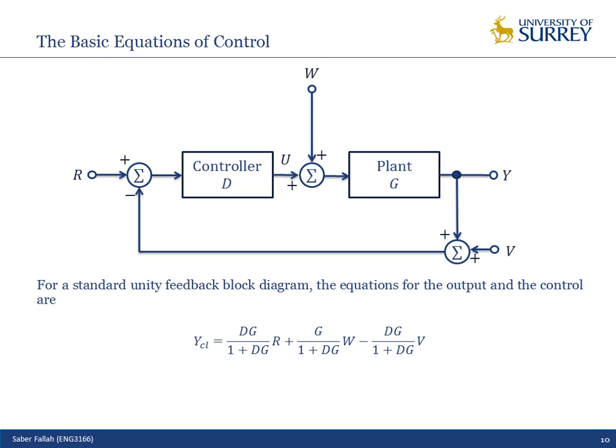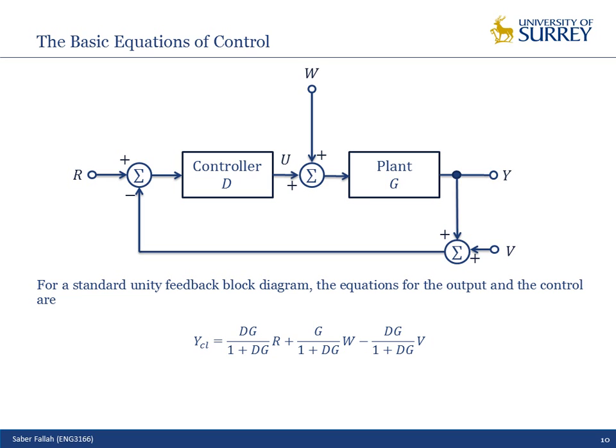Then you need to ignore this one because W is 0. Positive, positive. Minus D, then multiply by G, I will have minus DG. So here I have minus DG. If you look at the feedback loop from Y to V, positive, positive. This summation is positive, positive, and I have a unit feedback, so H is equal to 1.